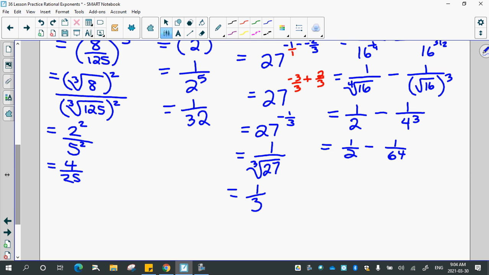So I'm going to need a common denominator in order to subtract them. Does 2 go into 64 evenly? Yeah, so 64 can be my common denominator. I had to multiply the bottom by 32, so I have to multiply the top by 32. Subtract 32 minus 1 is 31 64ths.